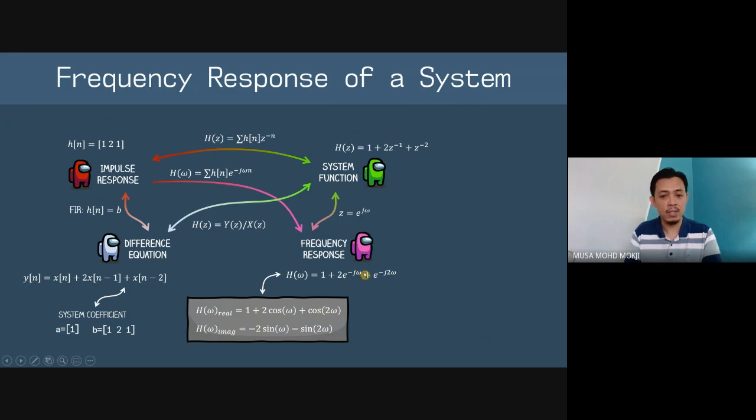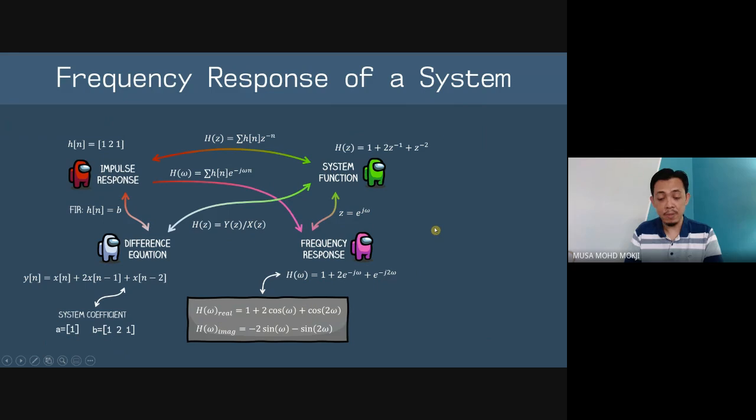e to the minus j omega equals cos omega minus j sine omega. That formula will not be given in the test and exam. You need to memorize Euler's formula. What is e to the minus j omega? It equals cos omega minus j sine omega. So what is e to the minus j2 omega? It is cos 2 omega minus j sine 2 omega. All right, so this is the imaginary part. This is the real part.